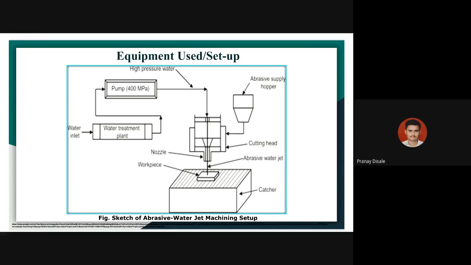Then in that water treatment, what will happen? Filtration of water, because we want pure water. If there is contamination of dust particles or other ingredients, they may affect the performance of our machine or system. So we need filtration as well as a filter and dryer. So in the water treatment plant we can use that filter and dryer.